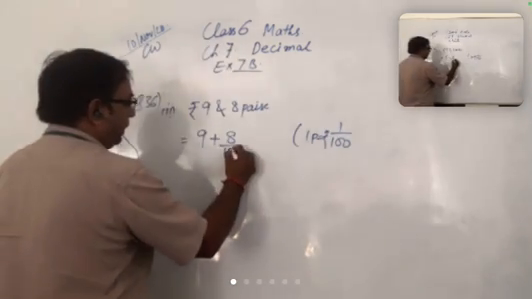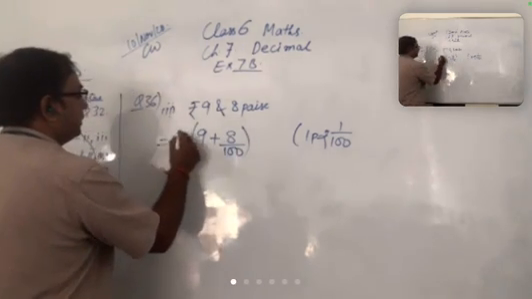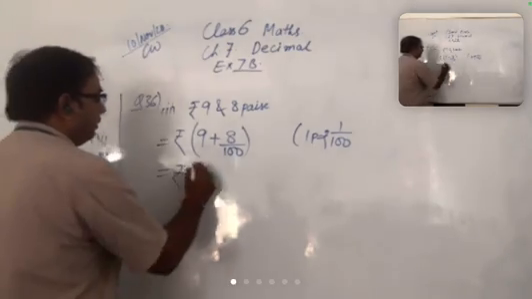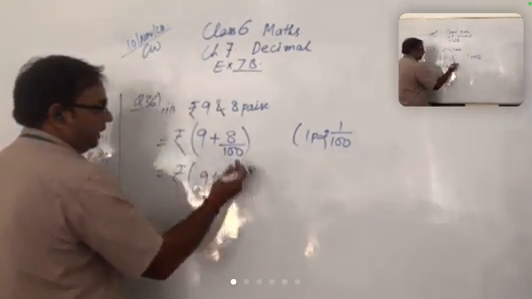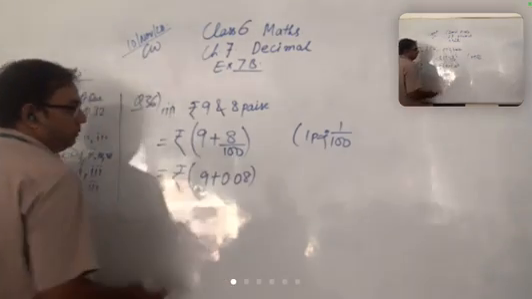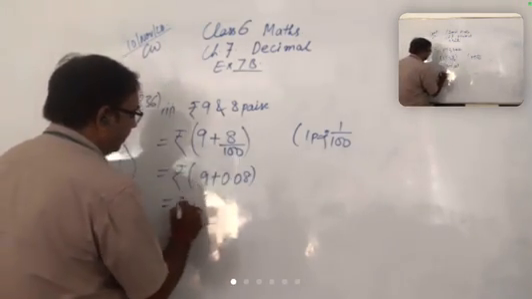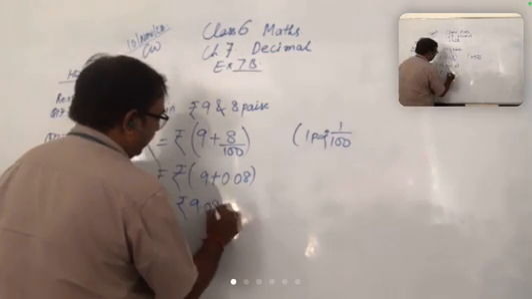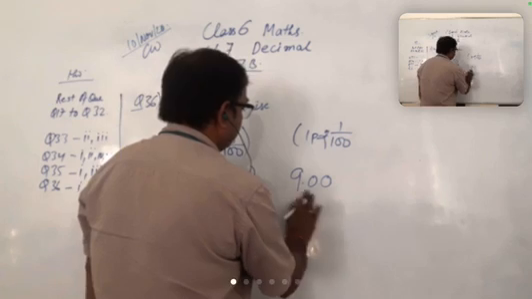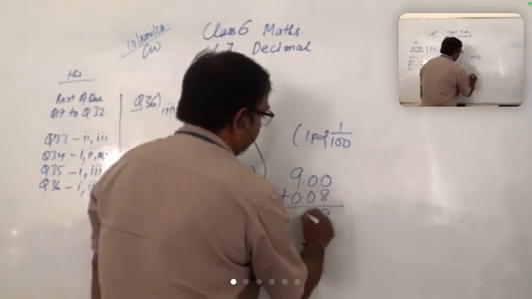So it will be 100 here. Now it will be 9 plus 8 upon 100, and you can adjust your point according to this place. So now it will be rupees 9.08. Or you can add like this: 0.08, 9.